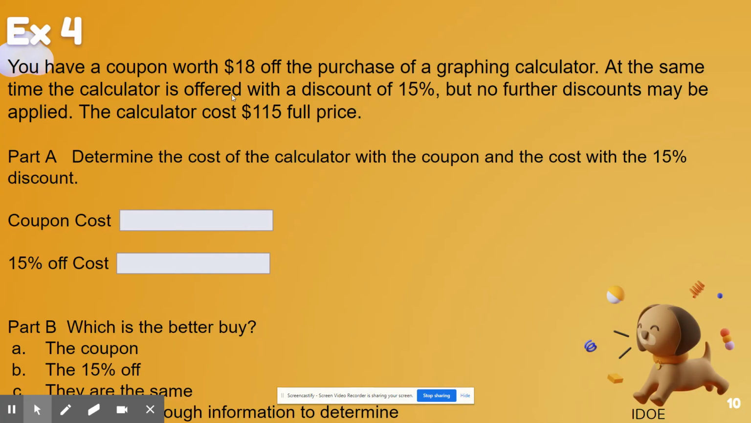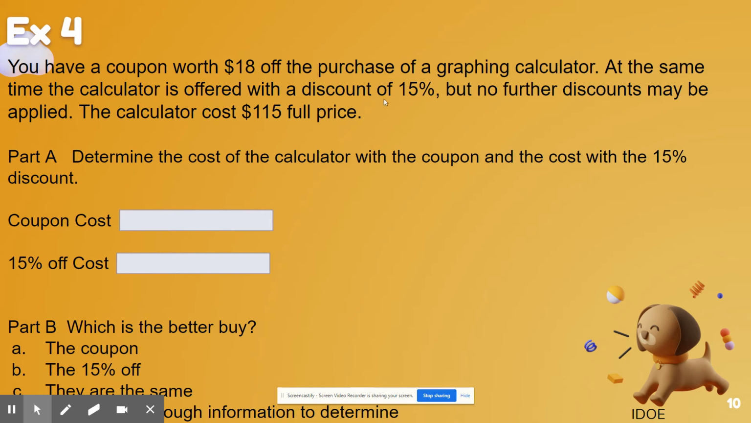through the assignment. It says you have a coupon worth $18 off of the purchase of a graphing calculator. At the same time, the calculator is offered with a discount of 15%, but no further discounts may be applied. The calculator costs $115 at full price. Determine the cost of the calculator with the coupon and the cost with the 15%.